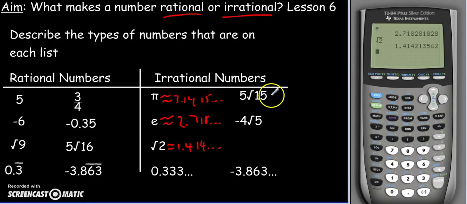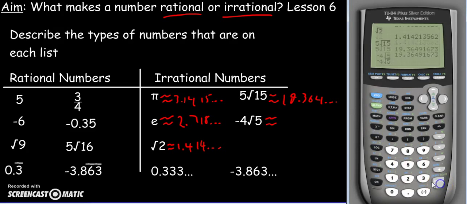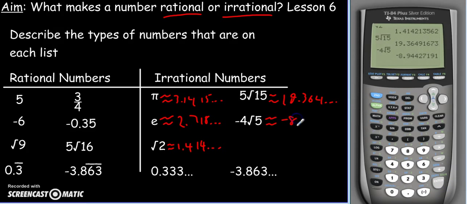We can also write these as decimals. It will help us identify more patterns here. We have 5 radical 15. That's approximately 19.364, and it continues. We also have negative 4 radical 5, which is approximately negative 8.944. None of these are repeating decimals. They are also all infinite decimals, so they don't terminate. That's what makes them irrational numbers.